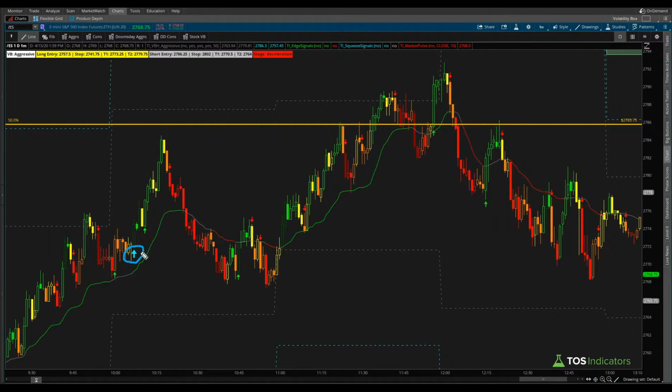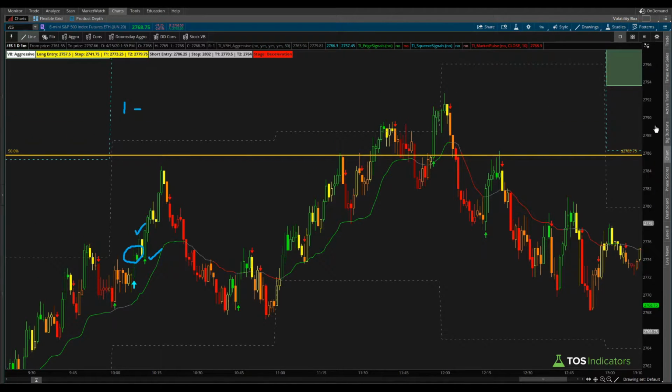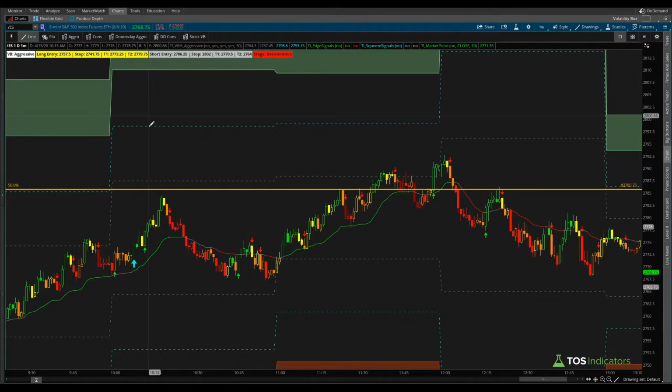Pacific hour. So at this point, once again, let's go through the same checklist, which is we have a bullish squeeze signal, you have a bullish market pulse, and we're away from the volatility box target lines, right? This would be target 1, and that blue dashed line, if we squeeze this down a little bit, would be target 2. So that was your entry point.